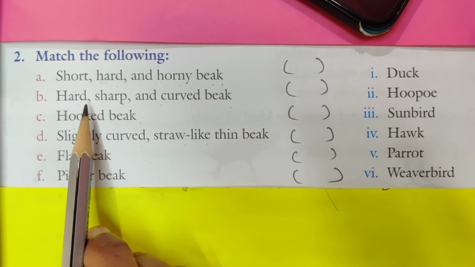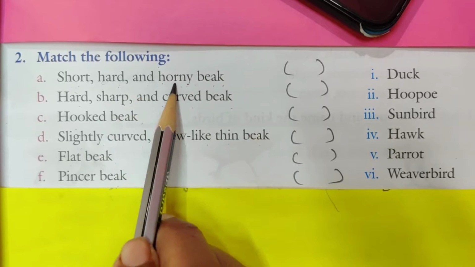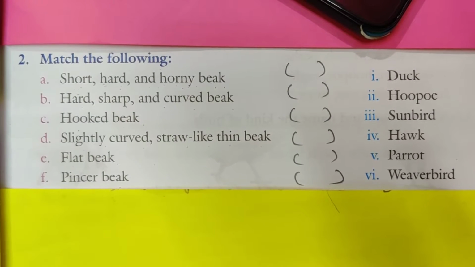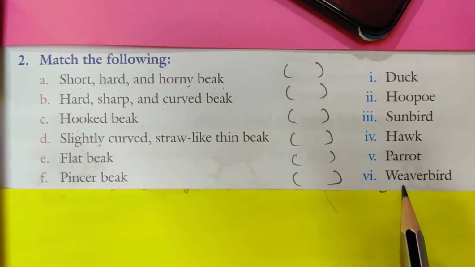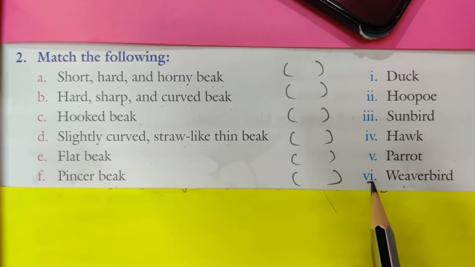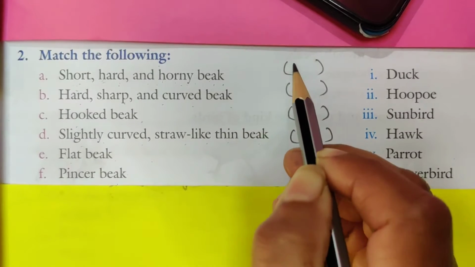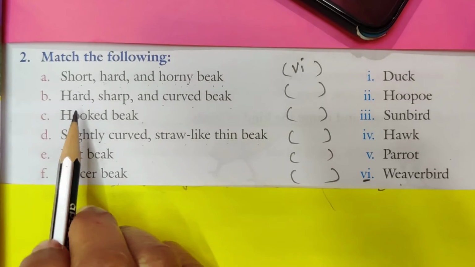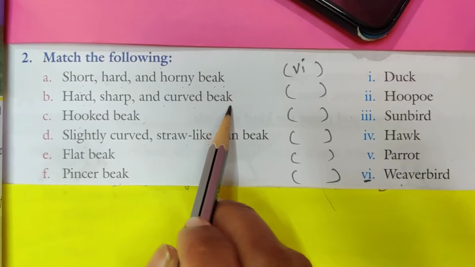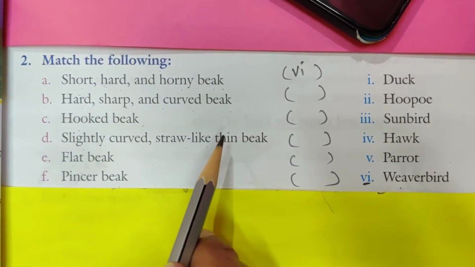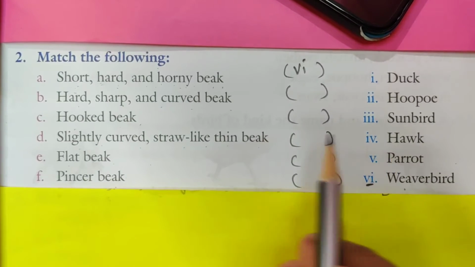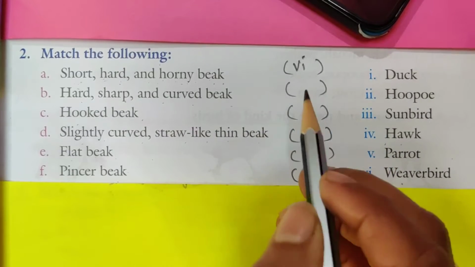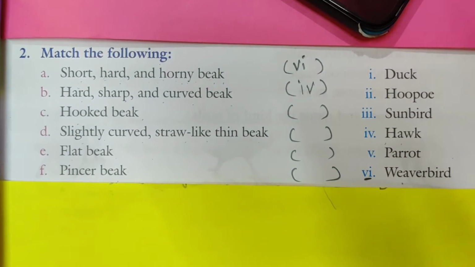Now first tell me, short, hard and horny beak. Which bird will have the short, hard and horny beak? Yes, weaver bird. Weaver bird is which number? The 6th one. So put 6 here. Next, hard, sharp and curved beak is the hawk. Hawk is which one? The 4th one. So write the number 4.